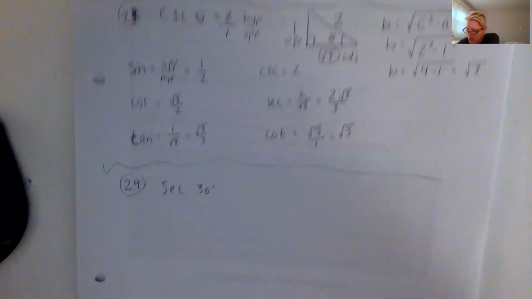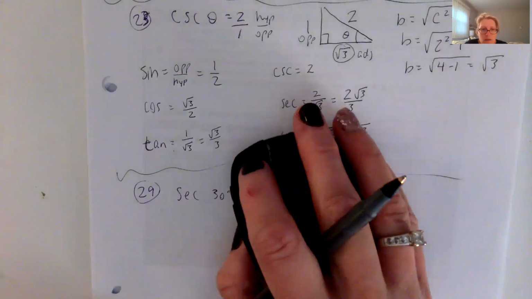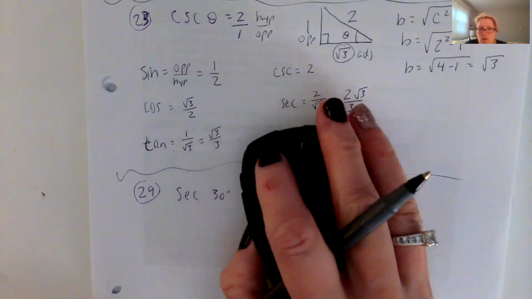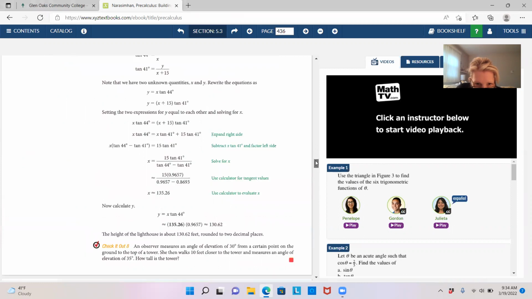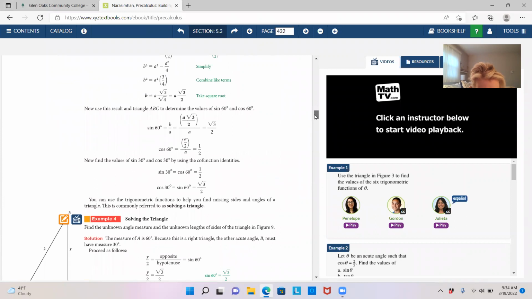So next up, I'd like to do number 29. They gave us a secant of 30 degrees. So let's go to our book and check out what they're asking us to do for number 29. It says, find the exact values of each of the following trigonometric functions, 30, 60, and 90. So it's a 30, 60, 90. Let's go back in our book here. They did a good job of going through it.